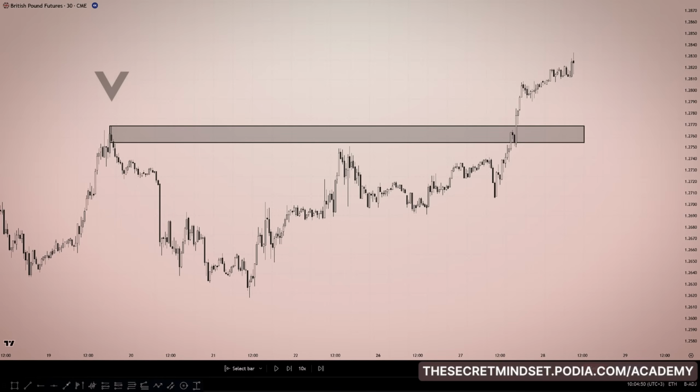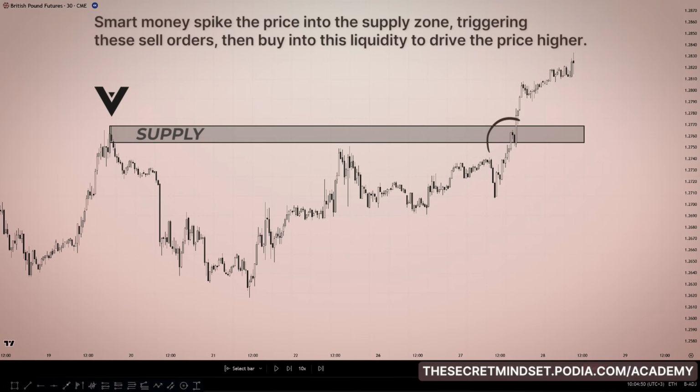The same happens with supply zones. Traders often place sell orders at these levels, expecting price to drop. Smart money might spike the price into the supply zone, triggering these sell orders, then buy into this liquidity to potentially drive the price higher.